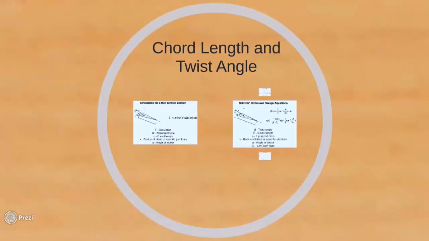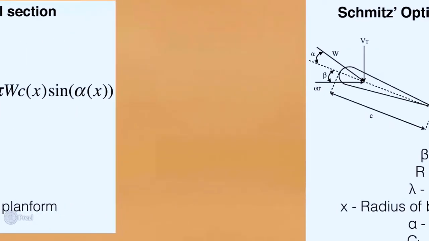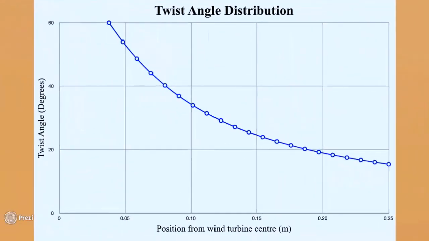The blade is most efficient if the circulation is approximately constant along the span. To achieve the optimized angle of attack of 8.05 degrees throughout the span, the blade is designed to twist according to the change in relative velocity. By using Schmidt's optimized design equations, both the twist and chord length distribution were calculated. Here is a graphical representation of the twist angle and chord length distributions.